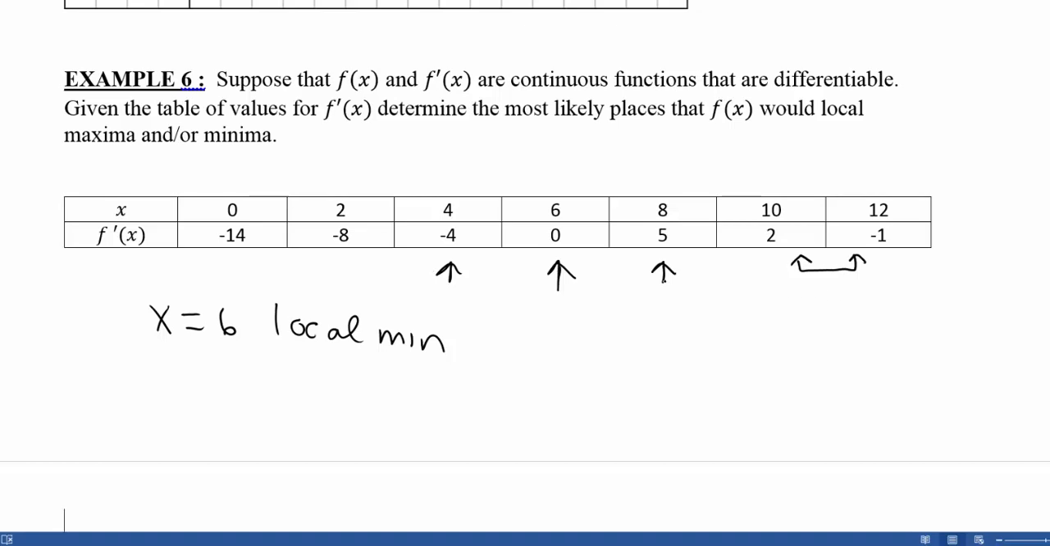Now, let's look at what's happening between 10 and 12. So x between 10 and 12, we can see that the derivative at 10 is positive 2, and the derivative at 12 is negative 1. So therefore, we know that our derivative is changing from positive to negative. Therefore, since your first derivative changed from positive to negative, your critical point between 10 and 12 will be a local max. So you're going to have a local min at 6 and a local max somewhere between 10 and 12. Again, using the first derivative test to classify our critical points.